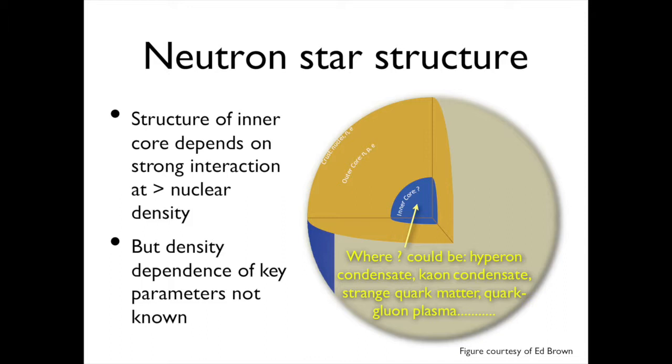In the core, where you have the highest densities, is where the structure is least known, right? The structure there depends on the strong interaction at much greater than nuclear density. And the density dependence of many of the key parameters that go into calculating what should happen here are not well known. And so the structure at the center is very unknown. This talk is mostly, though, going to be about the outer part of the neutron star.